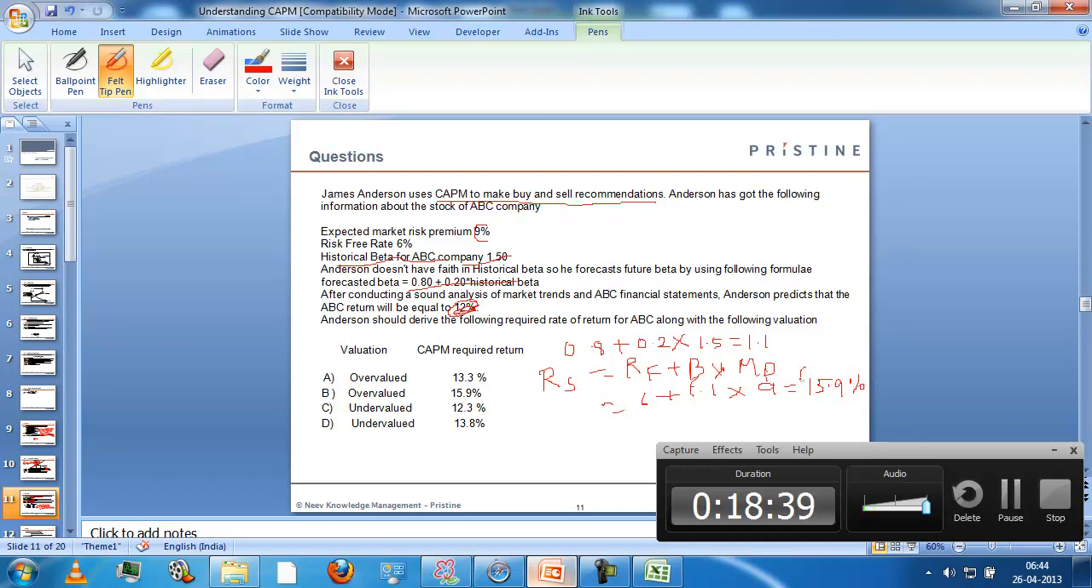Since this return, the return of the stock from the investor's point of view, is greater than the return which James has calculated using his analysis, which is 12%, we can conclude that the stock is overvalued, because 12% is the rate of return that James has predicted using a discounted cash flow model or something. So we can conclude that our stock is overvalued. The correct answer is option B.